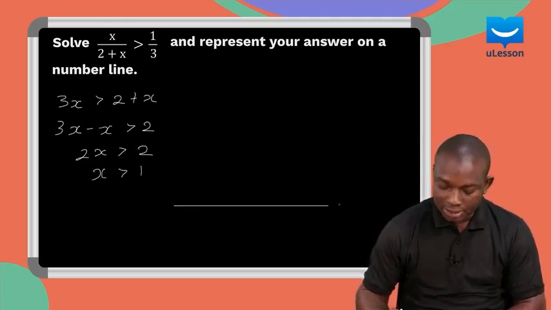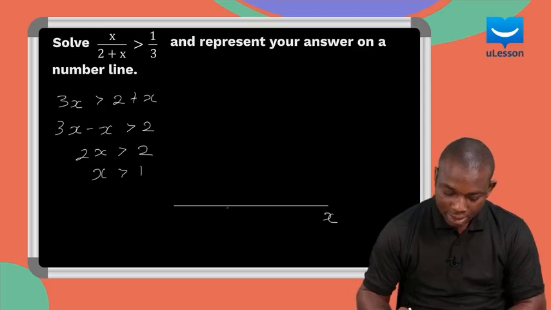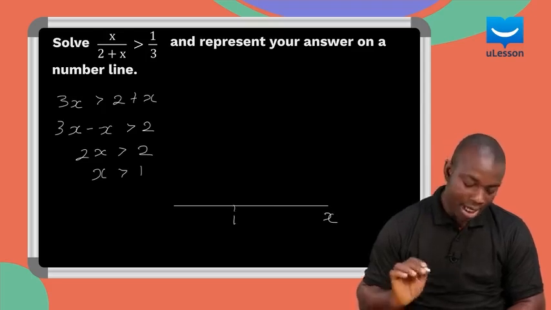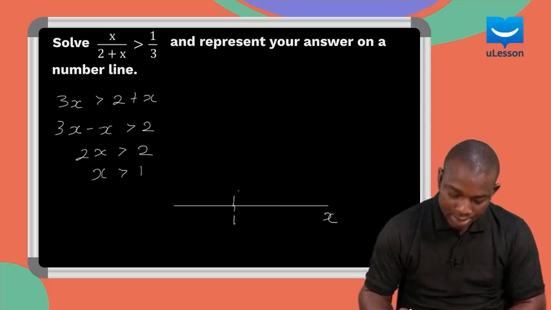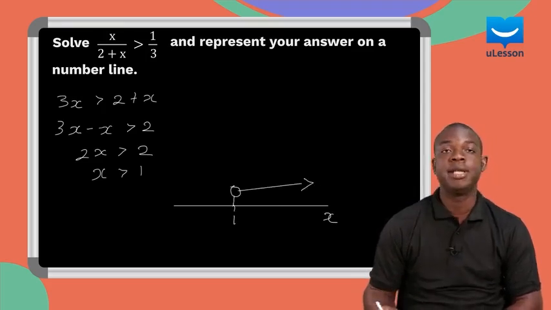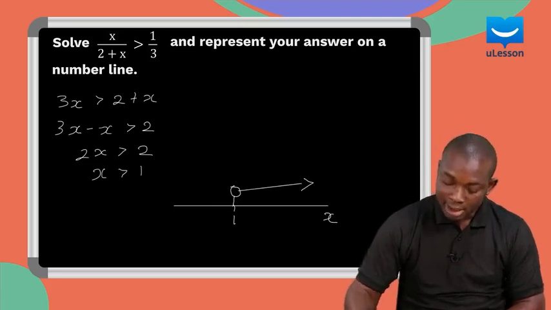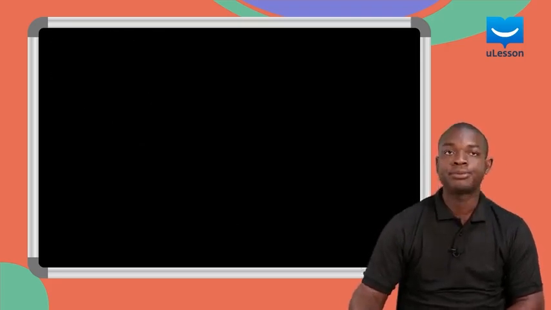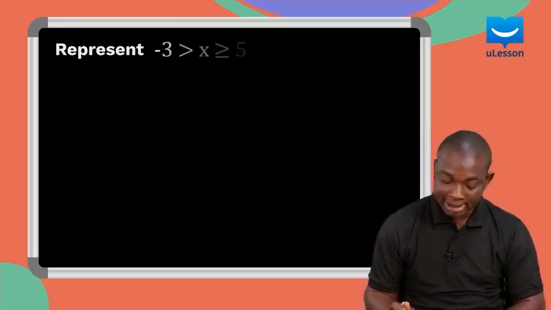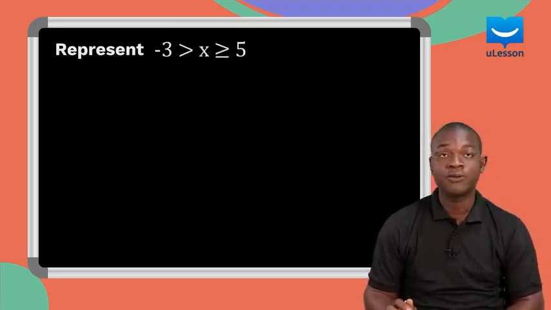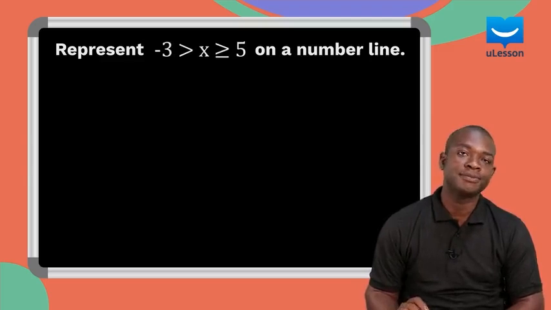So we draw out our number line for x, we locate 1, and then since x is greater than 1, we draw a plain circle and our arrow faces the right. Now for our last example, represent minus 3 greater than x greater than or equal to 5 on a number line.